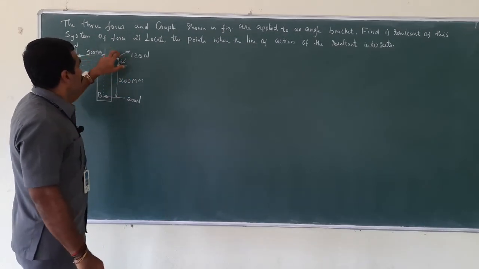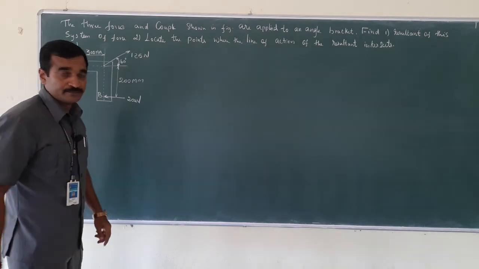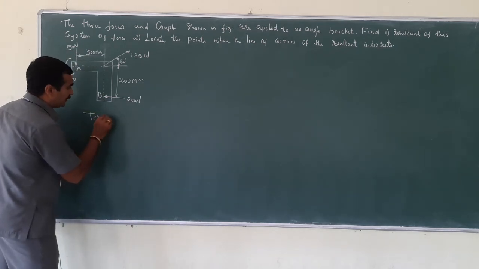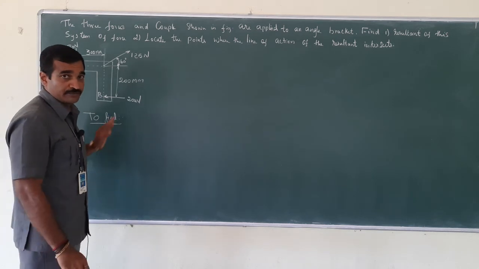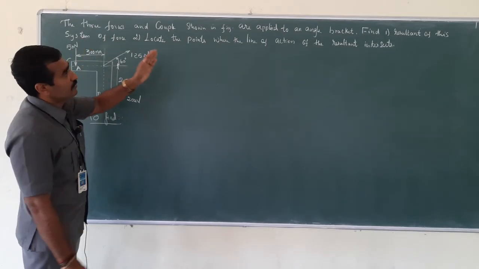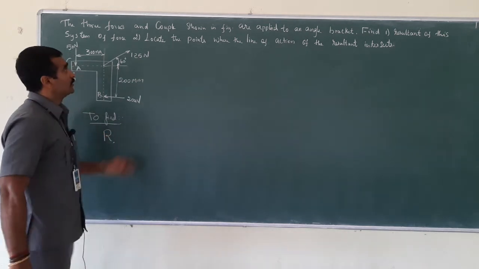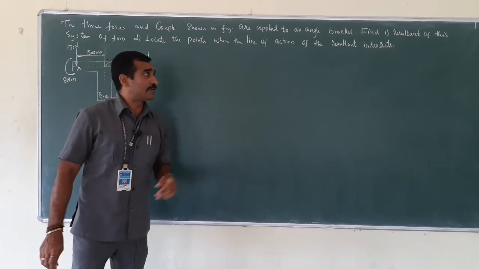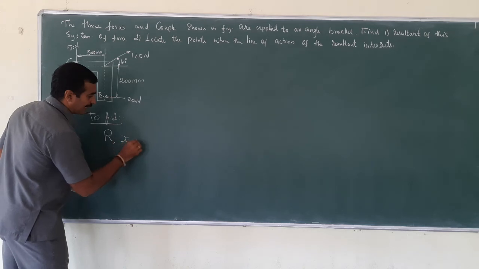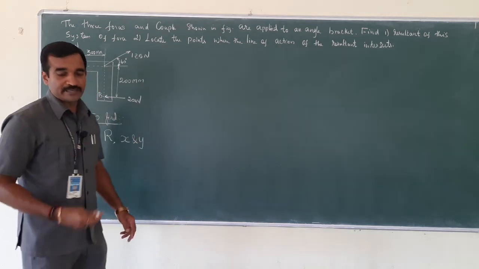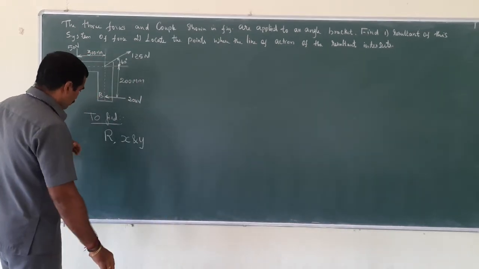Out of three, one is an inclined force, right? And a couple is acting here. What needs to be found out from here? Find the resultant of the system of forces, that is R, and locate the points where the line of action of the resultant intersects. That means we need to know the x and y coordinates. X and y coordinates we need to find out.